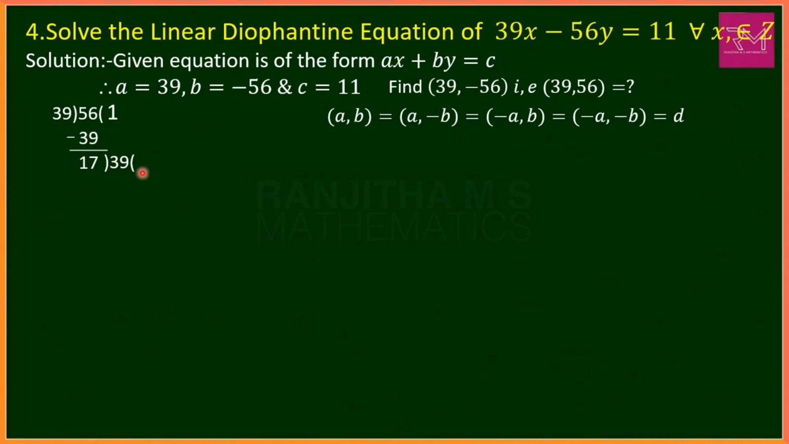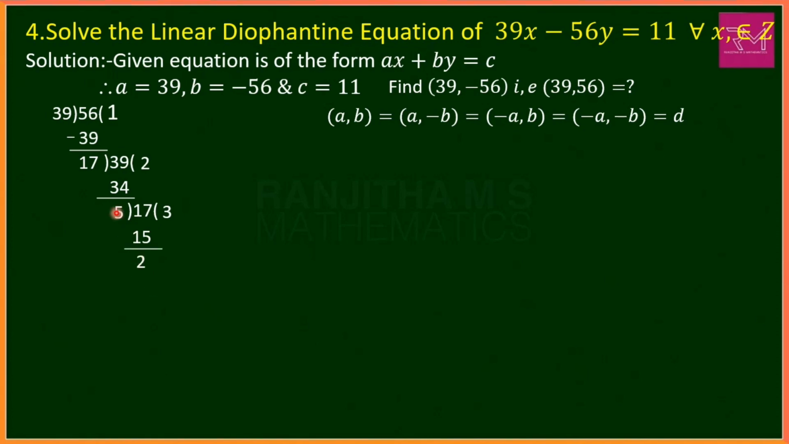So we get the quotient value as 2. We know that 17 into 2 is 34. Next step, we subtract 34 from 39. We get a value of 5. This is the remainder value. Next step, we divide the divisor value 17 by the remainder 5. So 3 is the quotient. So 5 into 3 is 15. Next step, we subtract 15 from 17. We get a value of 2.